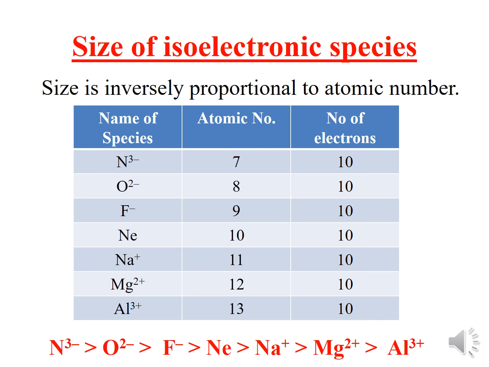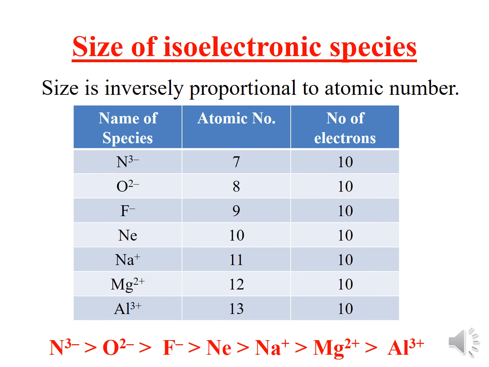So aluminum followed by magnesium, sodium, neon, fluorine, oxygen and nitrogen. So the size of isoelectronic species is inversely proportional to their atomic number. Greater is the atomic number, smaller will be the size.